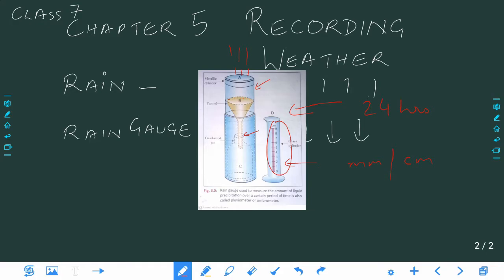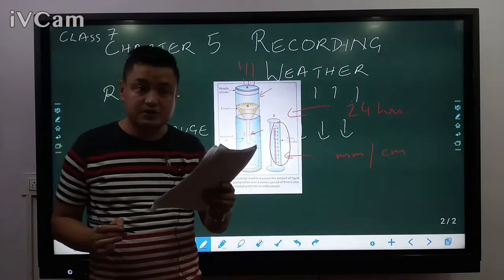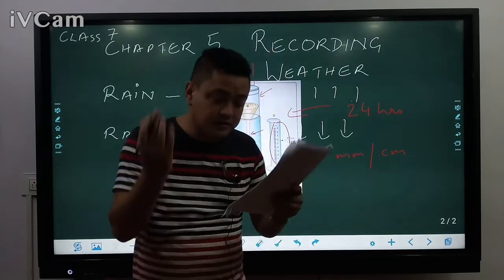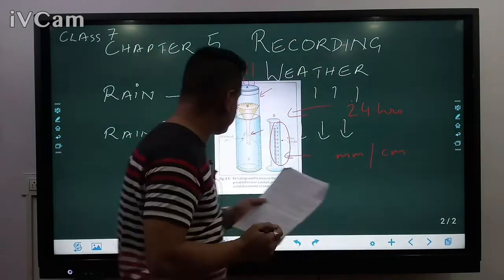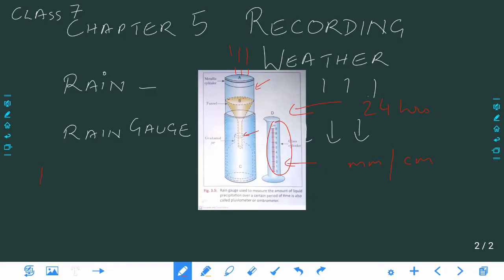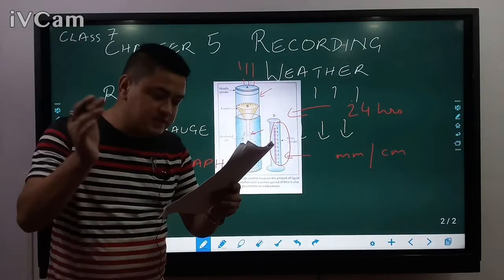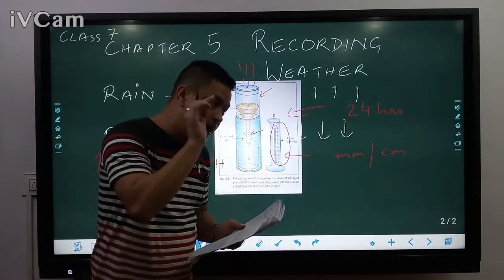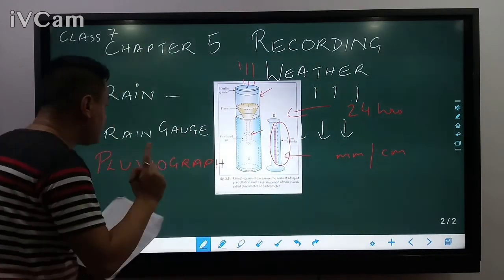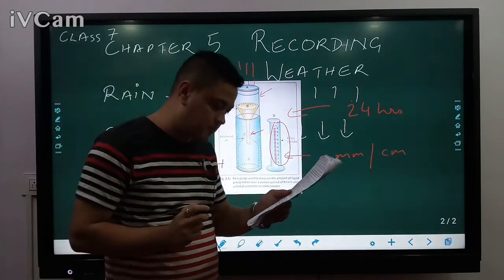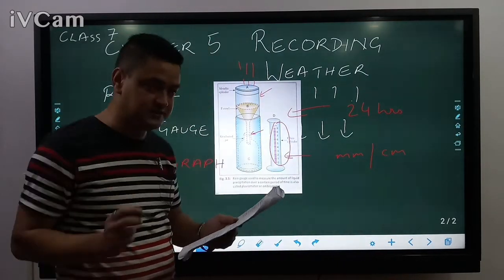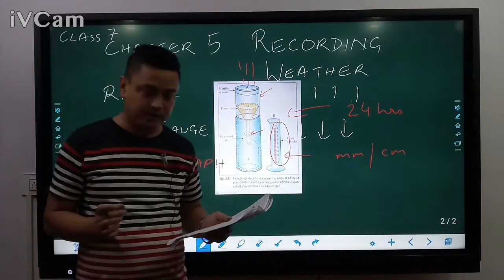There is another instrument, a self-recording instrument for measuring rainfall, which is called a pluviograph. I'm writing the name of that instrument, P-L-U-V-I-O, pluvio, G-R-A-P-H, graph. It records both the amount of rainfall, which is calculated by the pluviograph, and the second one is its duration, its time, on a graph paper.